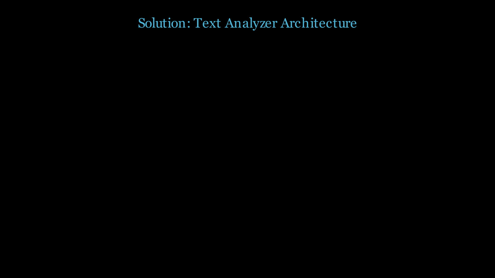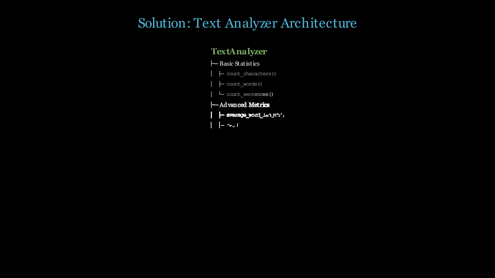Let's break down the text analyzer into logical components. Modular design makes complex problems manageable. We organize the analyzer into 3 modules. Basic statistics handles counting operations: characters, words, sentences, and paragraphs. Advanced metrics calculates averages, reading difficulty scores, and finds common words. Sentiment analysis examines emotional tone and generates frequency data. This modular structure keeps code organized and testable.